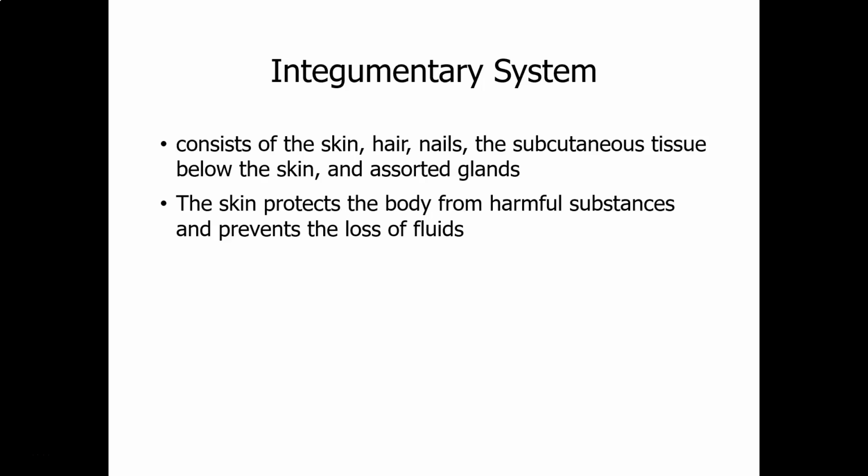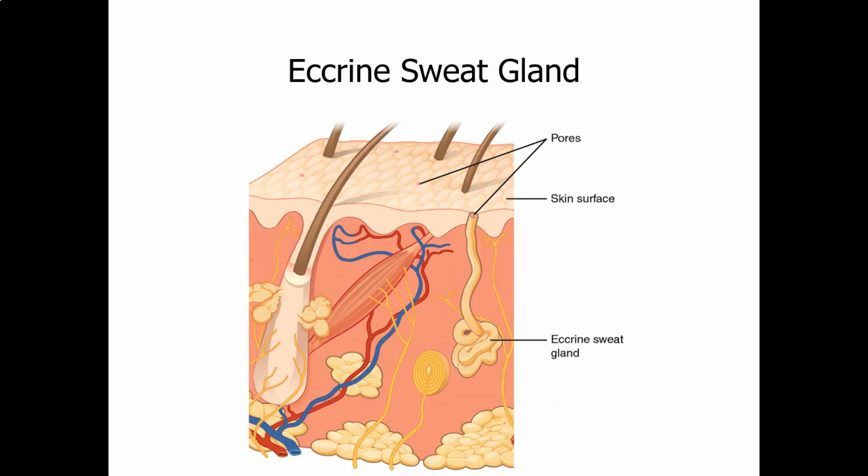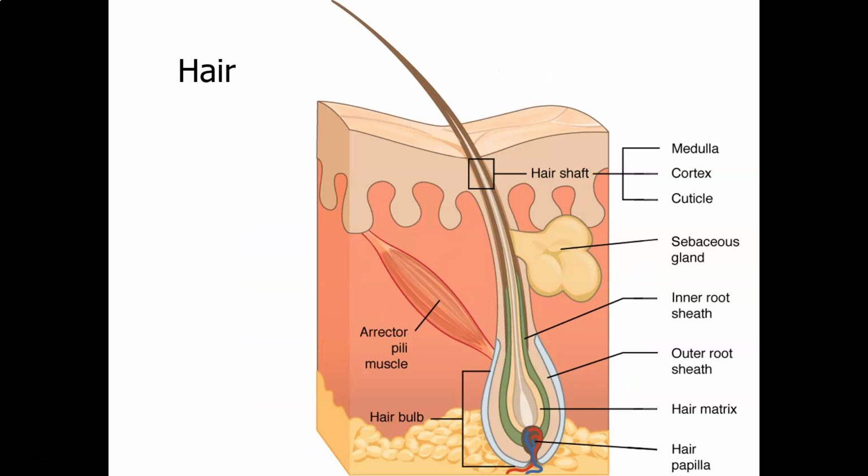All right, now, integumentary system: skin, hair, nails, and glands. Eccrine sweat glands are sweat glands that are not associated with a hair follicle, and they produce watery sweat. They help to regulate body temperature, but the sweat they produce does not produce an odor.